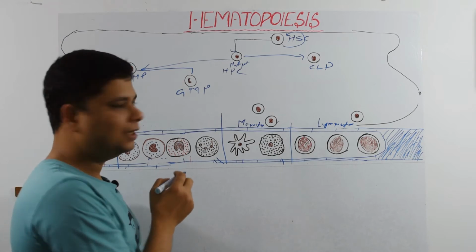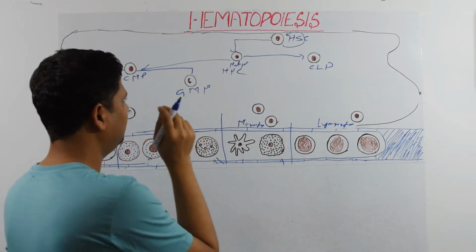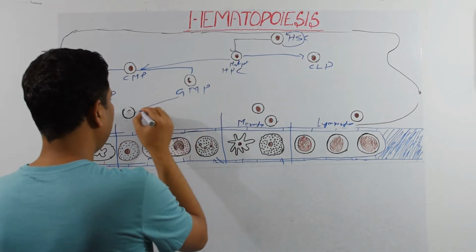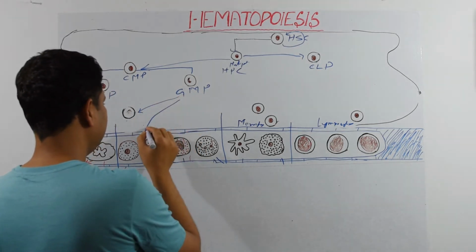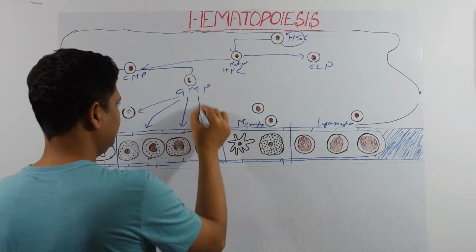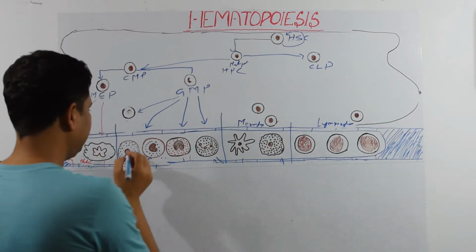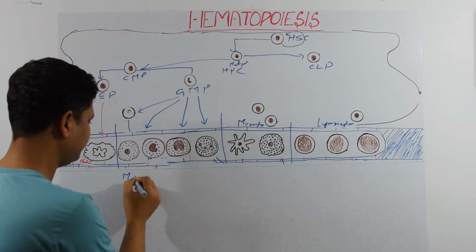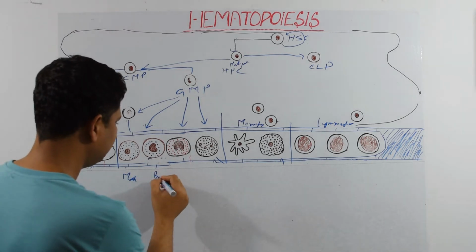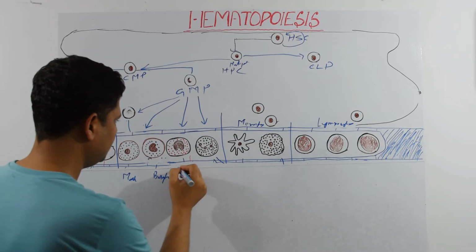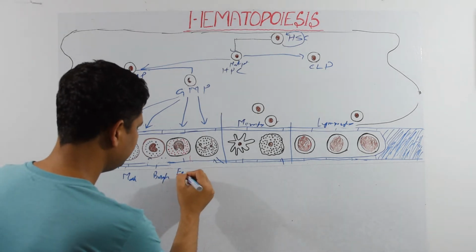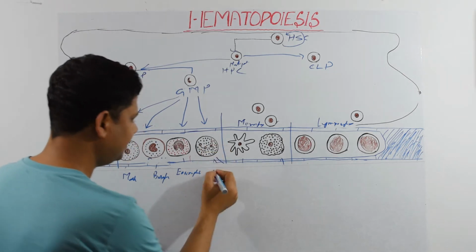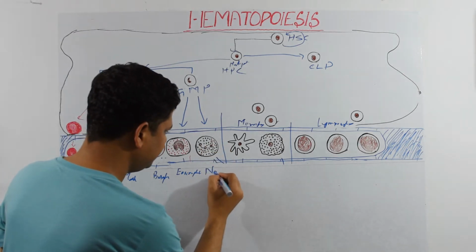And granulocyte monocyte progenitor cells become granulocytes like mast cells, basophils, eosinophils, and neutrophils.